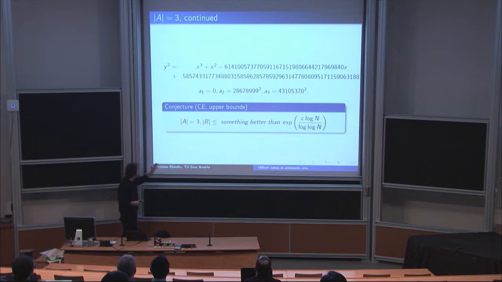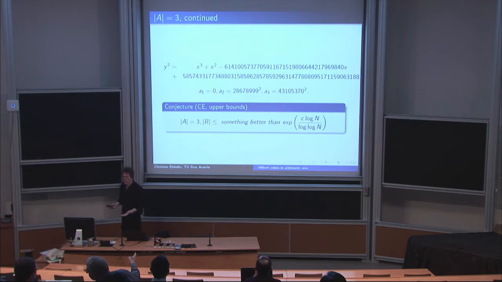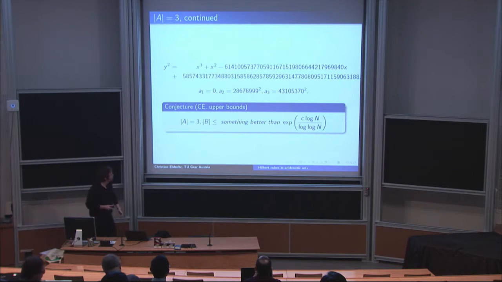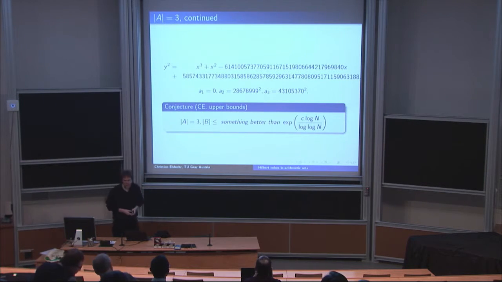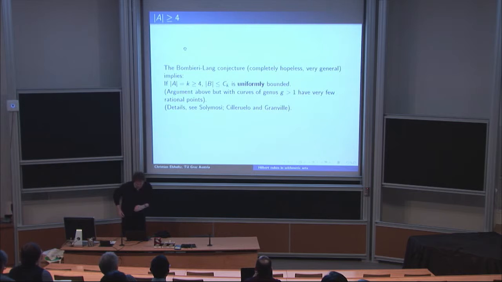Well, I told you if A has size 2, then this expression is an upper bound. So if A has size 3, there should be a better upper bound. So that's my conjecture, just something better than what you get for bound 2. I don't have a good guess what should be better. But there's a huge gap between the lower bound of essentially logarithmic size and what you get from the case A equals 2.